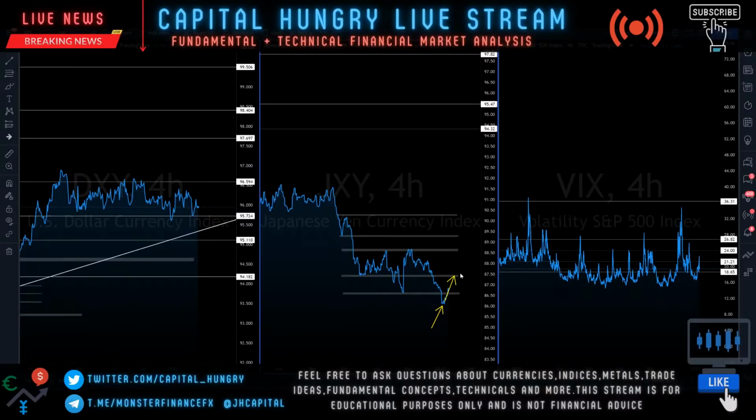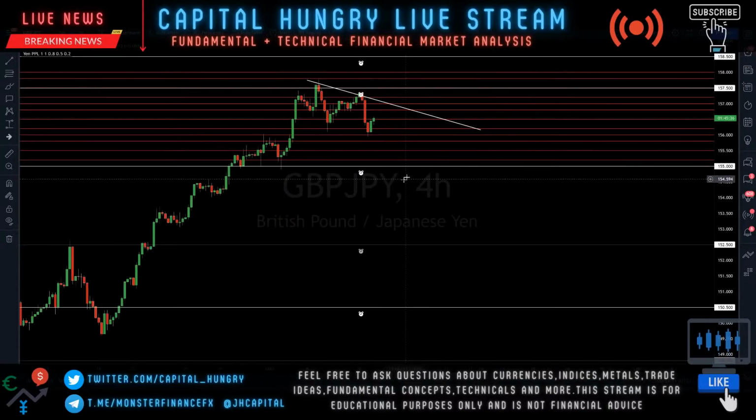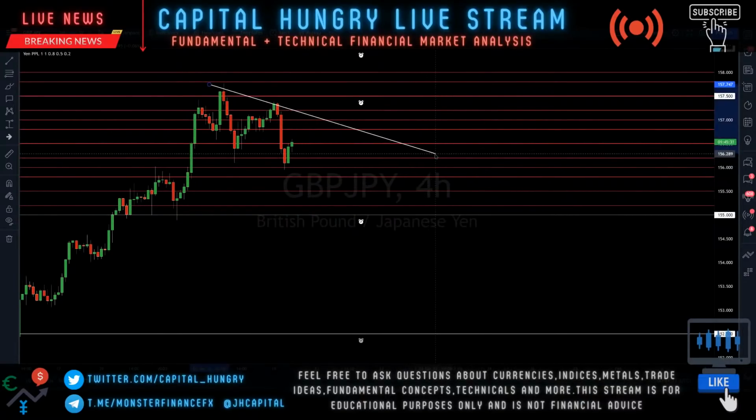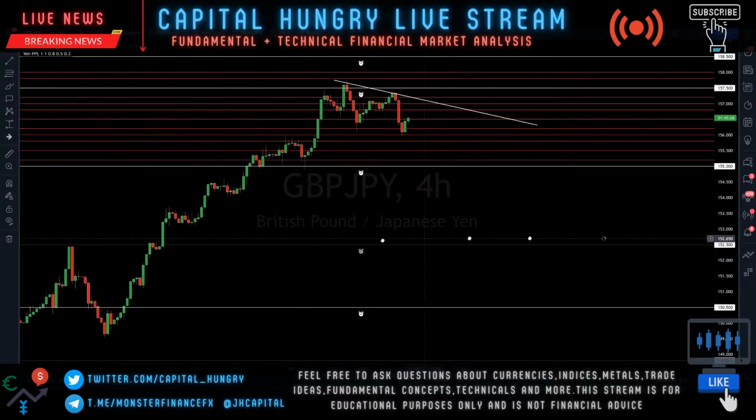So what I want us to do for the time being is play this corrective pullback structure. My expectations are for the next period of days and weeks, as we're still starting out the new year, if we don't break below 156.2, these current lows printed, that we're going to continue this descending channel in this fashion, right?